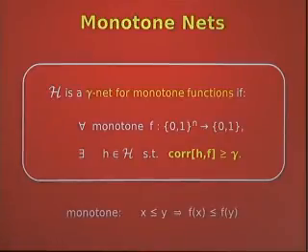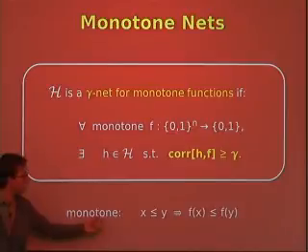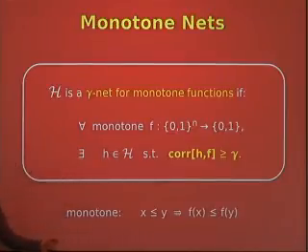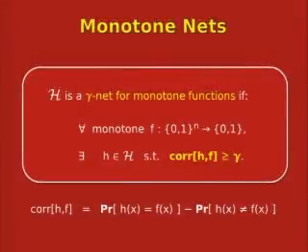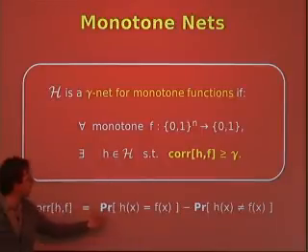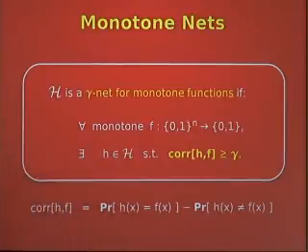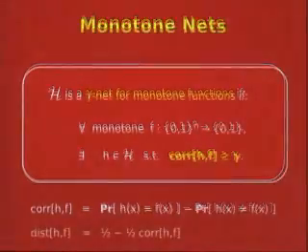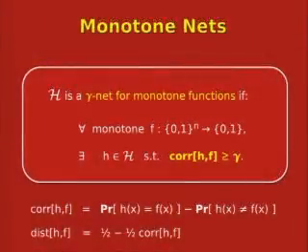Just to remind you of definitions, a Boolean function is monotone if changing zeros to ones in the input can only make the output go from 0 to 1. And by correlation of two functions, h and f, I mean the probability over a uniformly random x from 0, 1 to the n, that h equals f minus the probability that they differ. So this is a number between minus 1 and 1. It's 1 if they're equal, minus 1 if they're opposite. And it's related to the distance between the two functions in this way.